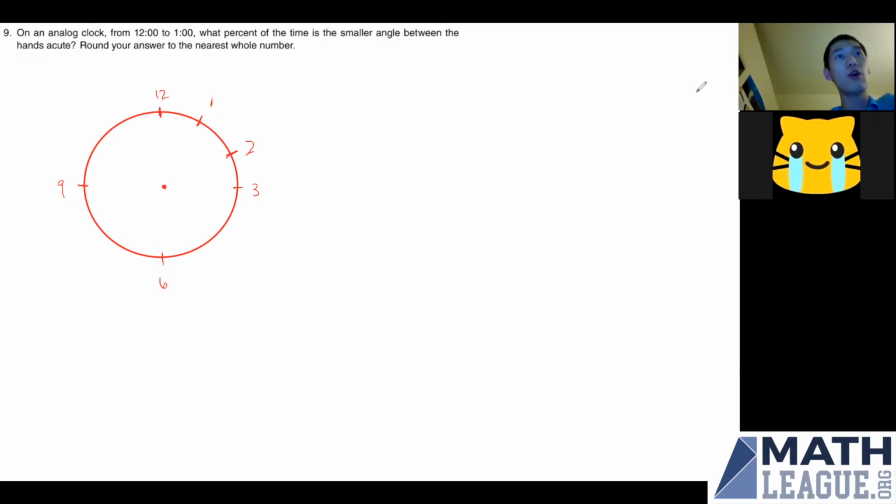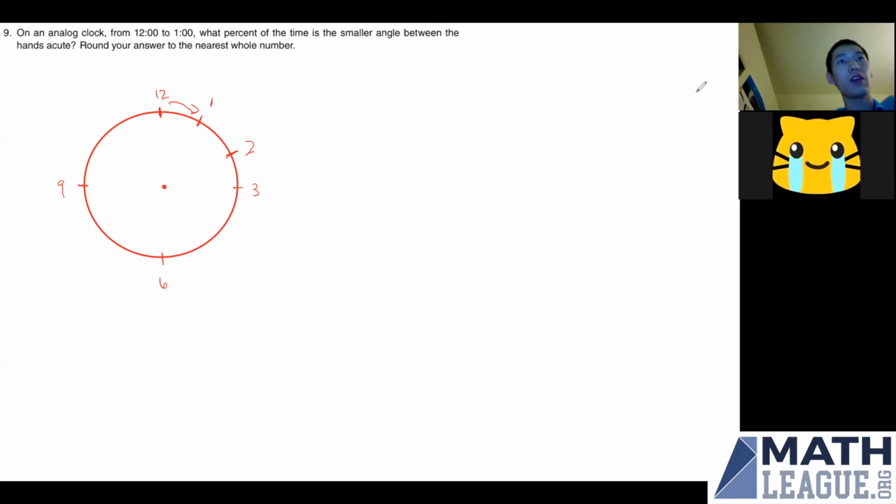So in this problem, we have an analog clock, basically a clock that has hands, your normal one, not a digital clock. We're going to go from 12 o'clock to 1 o'clock, and so our hands are just going to go that way. Now we want to figure out what percent of the time the smaller angle between the hands is acute.